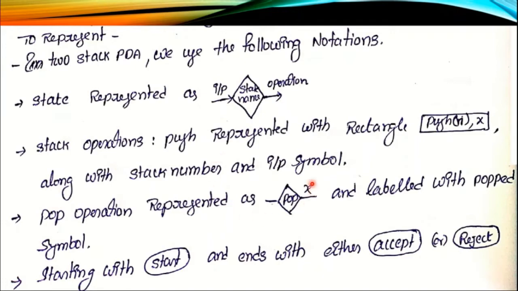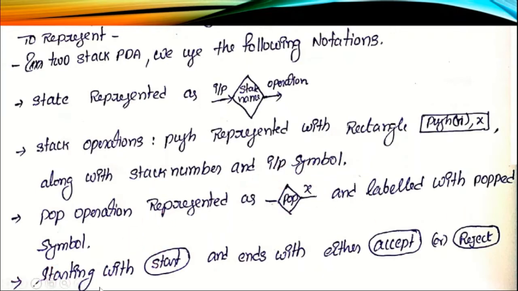In the same way, the pop operation is represented the same as a state, but here we can represent whatever the top of the stack is. So here, whatever the input symbol, when we are performing the pop operation, when we read either A or B, either 0 or 1, such type of things, this pop symbol is labeled with some popped symbol.